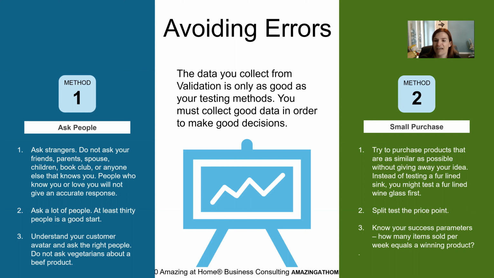And then know your success parameters. How many items sold per week equals a winning product, right? So what are your success parameters? What are your goals for that product? So make sure that you outline those from the beginning.